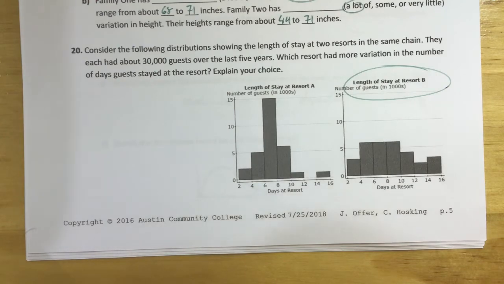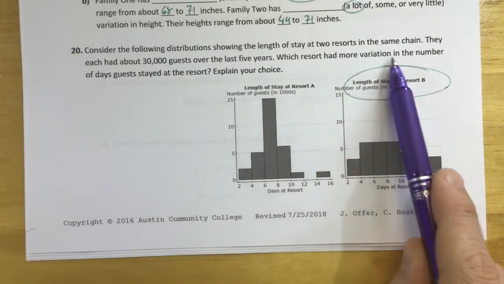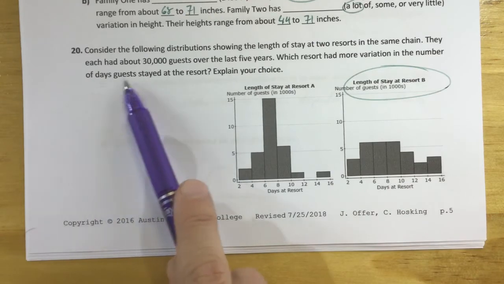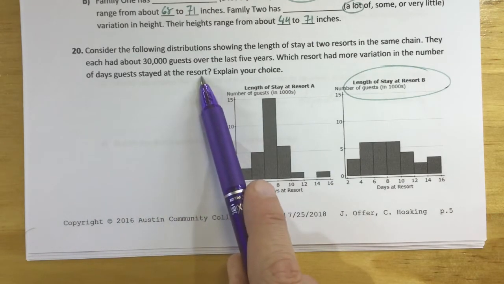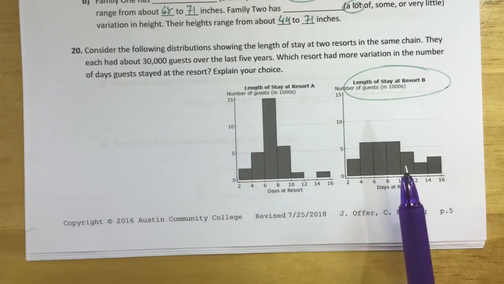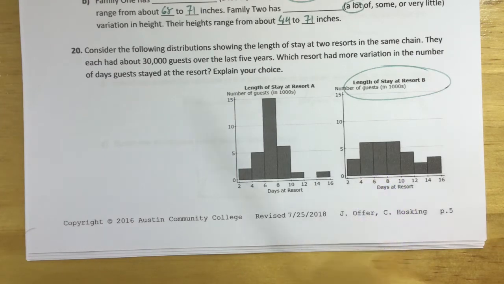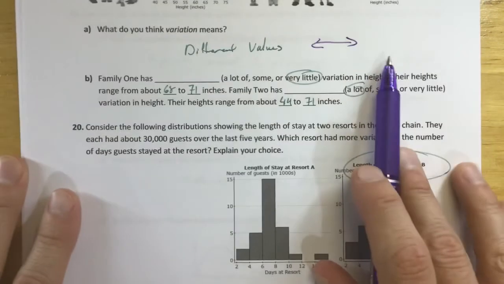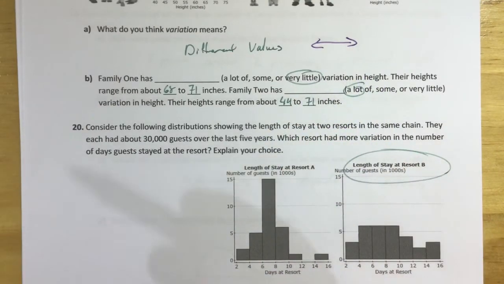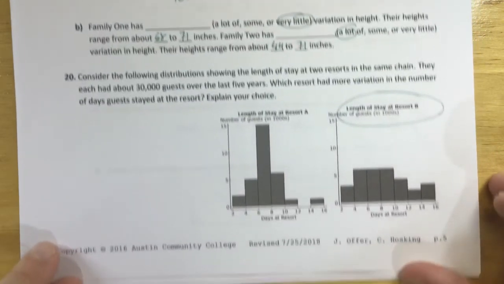Where's the little question here? Which resort had more variation in the number of days guests stayed at the resort? Variation over here. Okay, so there's a little bit of a contradiction to how I described it in the last one. In the last, I just said, hey, spread. And that's a nice way to look at it, is how far things are pulled apart.